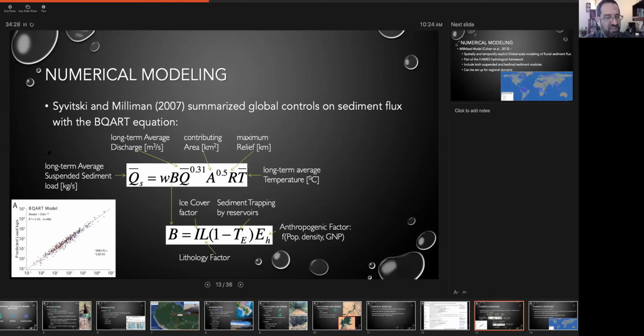So I need to move on. The BQART equation was first fully published in 2017 by Syvitski and Milliman. I think this is the first global sediment flux model, and it predicts long-term average sediment load at the outlet of a river as a function of discharge, area, relief, temperature, sediment trapping behind reservoirs, anthropogenic erosivity, lithology as a proxy for sediment production rate, and ice cover, because ice is also very important, as we heard.